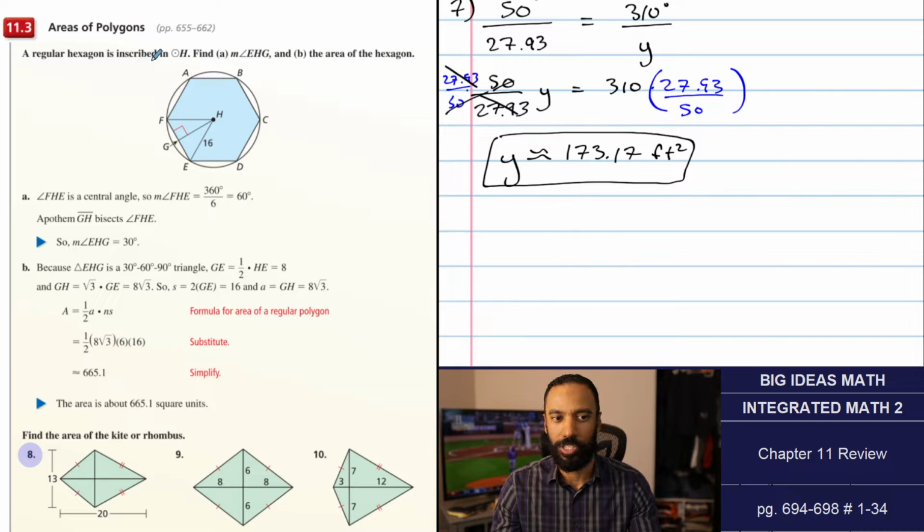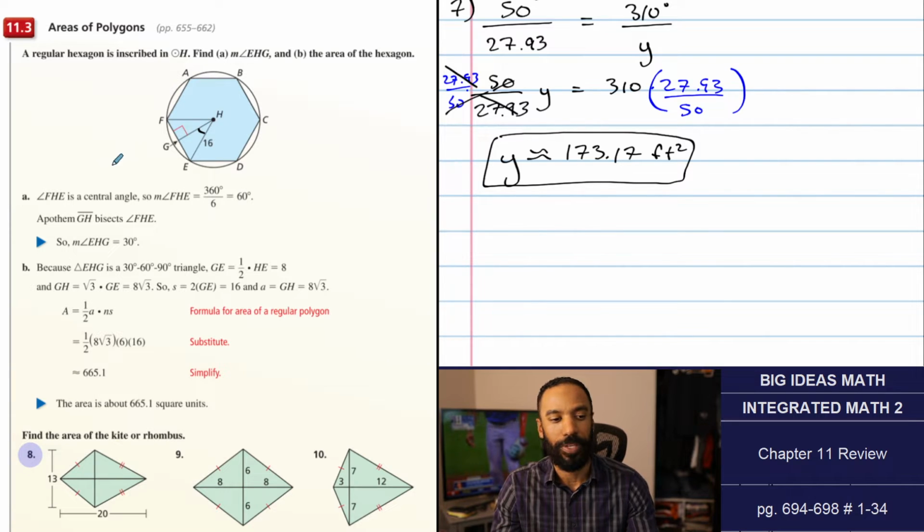A regular hexagon is inscribed in circle H. Find the measure of arc EHG, this guy, and that's one that we use a lot, all the time, and the area of the hexagon. We probably use this angle to find it, so get ready.